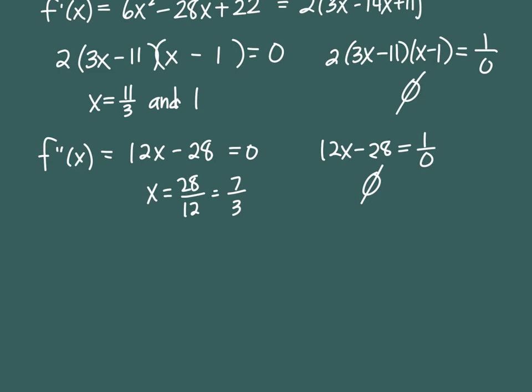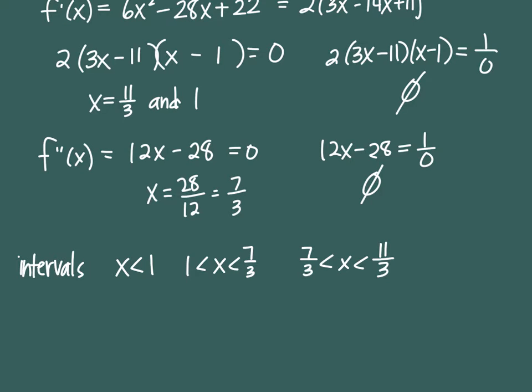And so as I set up my interval, I got to think about these numbers in order. So it's going to be x less than 1. It'll be between 1 and 7/3. It'll be between 7/3 and 11/3. And then it will be greater than 11/3.